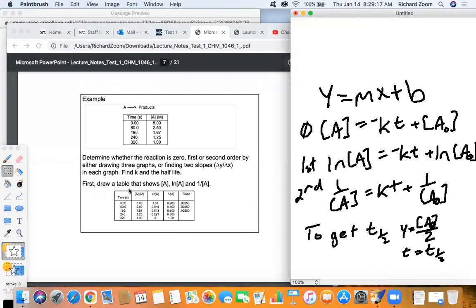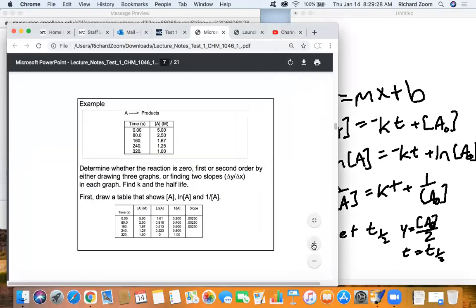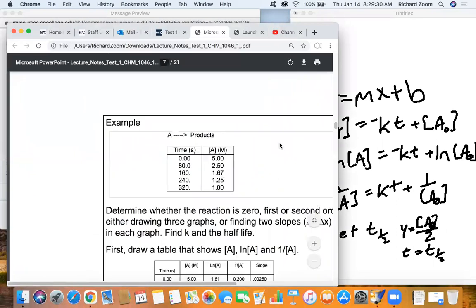The first thing we do is draw a table, and this table will show the concentration of A, the natural log of A, and 1 over A. So how are we getting those? Let's have a look.